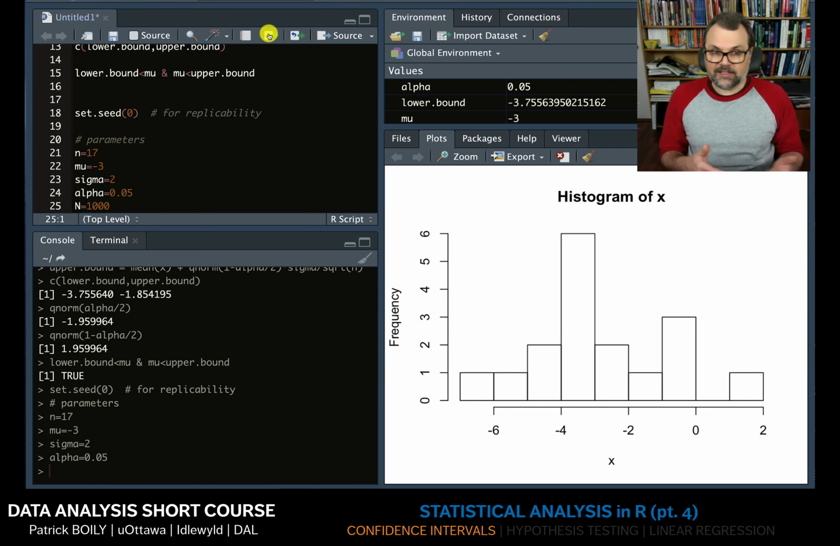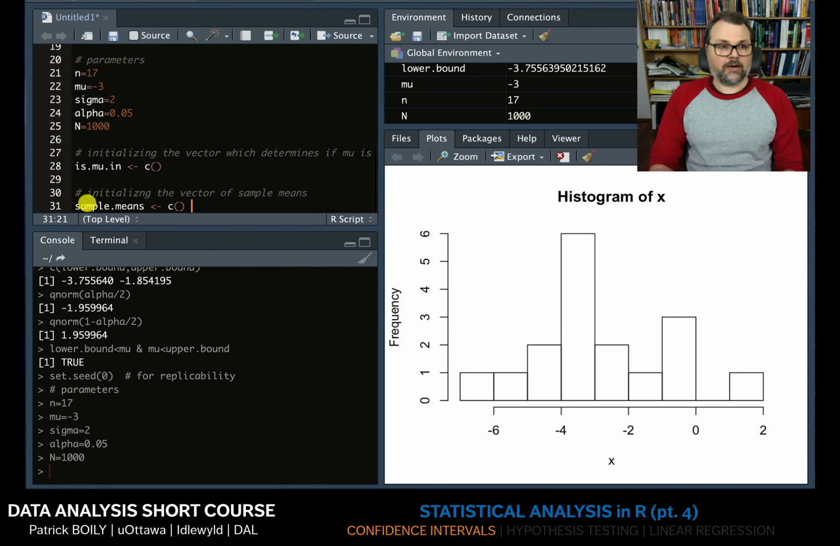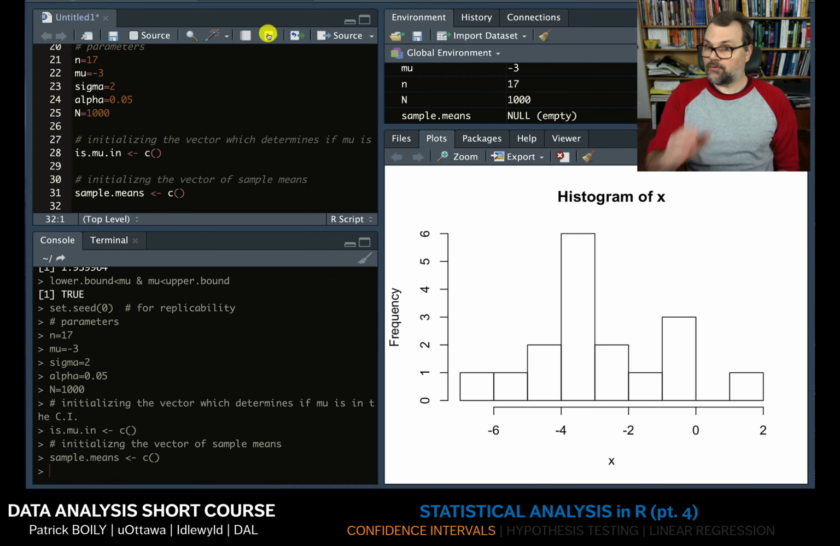A little bit more, a little less. There'll be some noise, some randomness associated with this, but in that ballpark. The next few steps I'm going to use to initialize my objects in R. So I'm going to have one vector that will determine for each of the steps whether mu, the true value of mu, which I know in this case, is in fact in the confidence interval. And I'm going to initialize a vector of sample means. I want to keep track of my sample means for each iteration so that I can give you a histogram of the sample means at the end of the process.